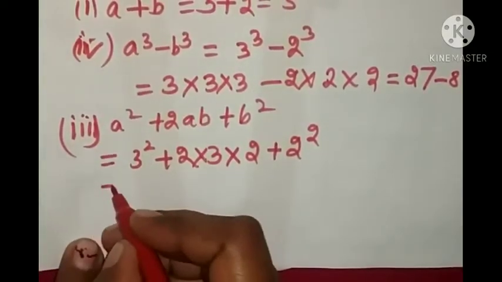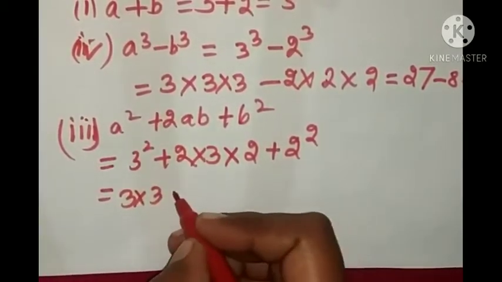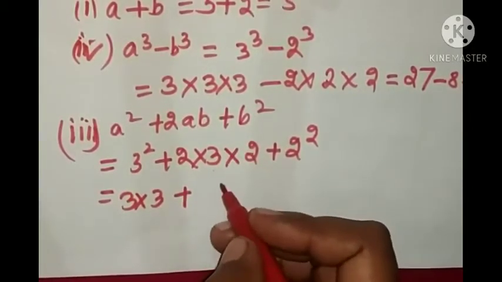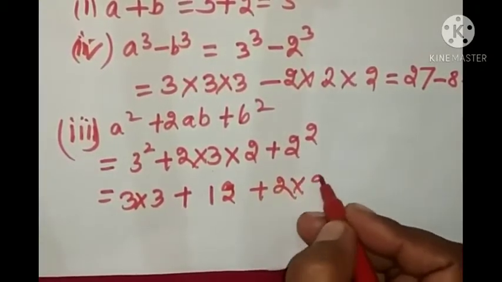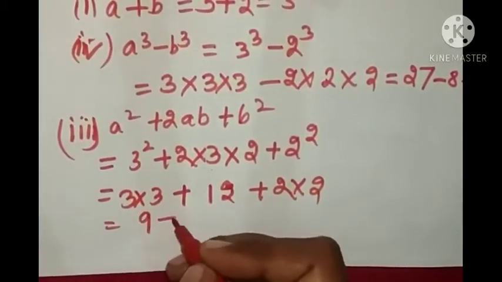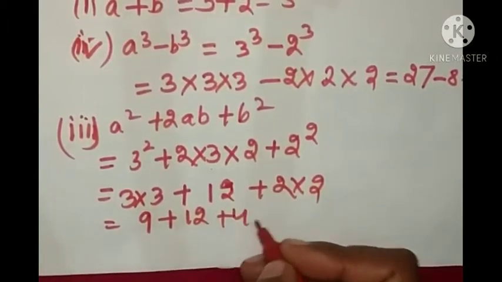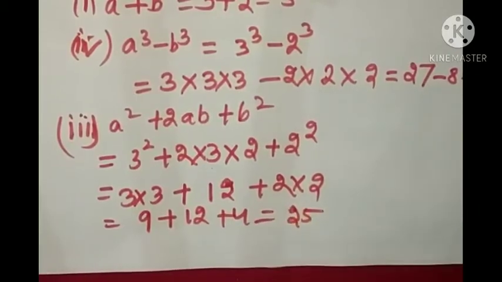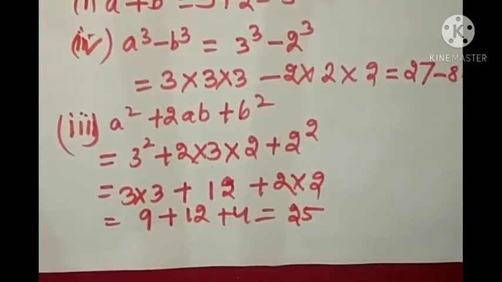This is equal to 3 square, which means 3 into 3, plus 2 threes are 6, 2 sixes are 12, plus 2 square, which is 2 into 2. So 3 threes are 9, plus 12, plus 2 twos are 4. So it is how much? 9 plus 12 plus 4 equals 25. So like that we'll find out the rest of the answers. Okay, so this is about finding the value of the following algebraic expressions.